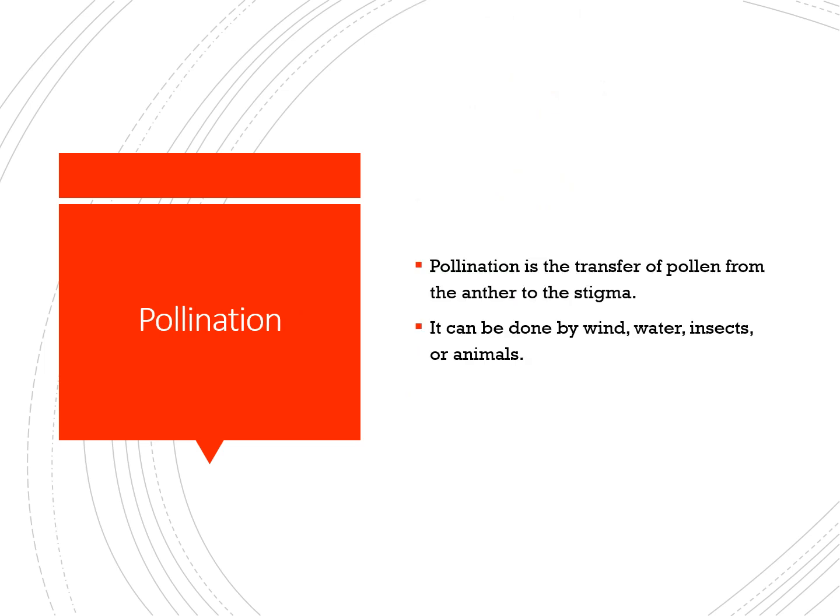Pollination. So what is pollination? Pollination is the transfer of pollen grains from the anther to the stigma. Anther is the male part of the flower and stigma is the female part of the flower. Pollination can be done by wind, water, insects, or animals.